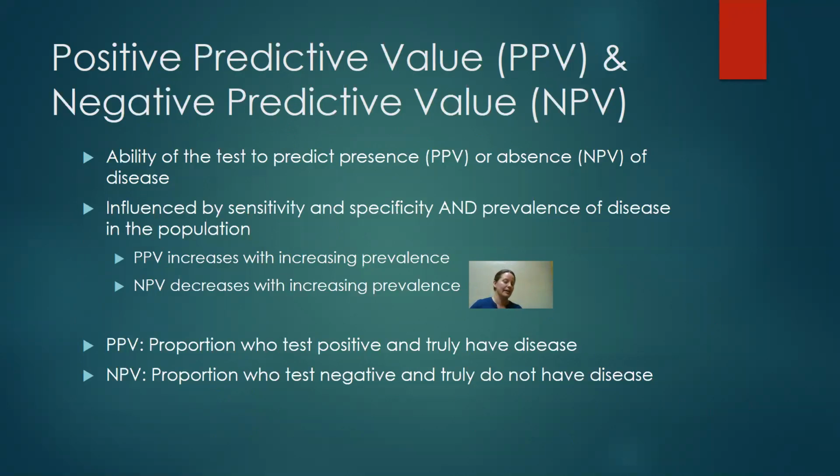So as we have higher and higher prevalence of the disease that we're screening for, our positive predictive value actually goes up. But as that prevalence increases, our negative predictive value goes down. So positive predictive value is just the proportion of people who test positive and truly have disease. So basically the likelihood that you really have disease if you test positive on the screening test. And the negative predictive value is the proportion who test negative and truly don't have it. So how likely is it that if you get a negative result, you really don't have the disease of interest?